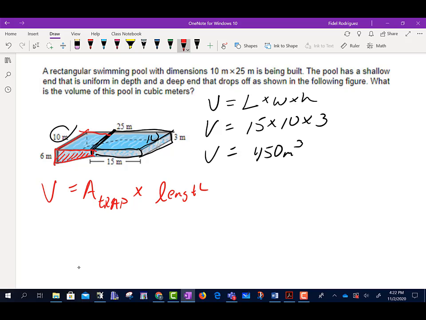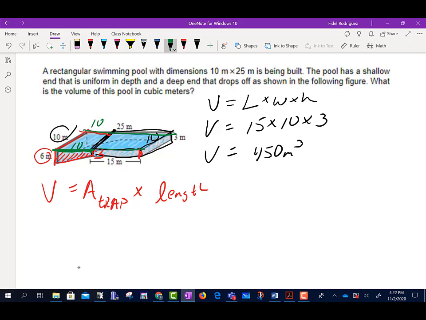Okay, so first thing I need to know is, I already know this piece here is 6. This piece here, guys, is going to be 3 because it was 3 here. The other piece I need to know is, how far is it from here to here? Well, if the whole piece is 25, and this piece of it is 15, that piece is going to be 10, and that piece is going to be 10.